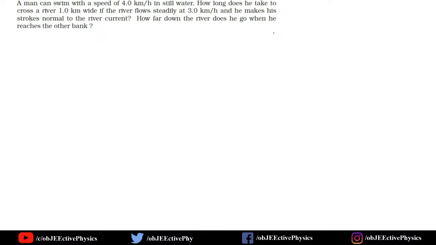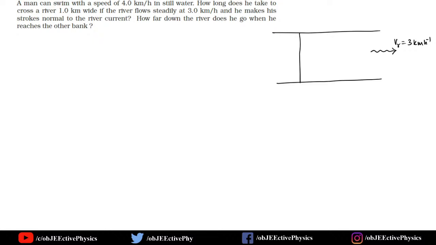First, understand the question and draw the diagram. When we draw the diagram, the question is turned into a representation. So let us take the river flowing from left to right with a speed of 3 kilometers per hour. VR is equal to 3 kilometers per hour. And now a person swims.